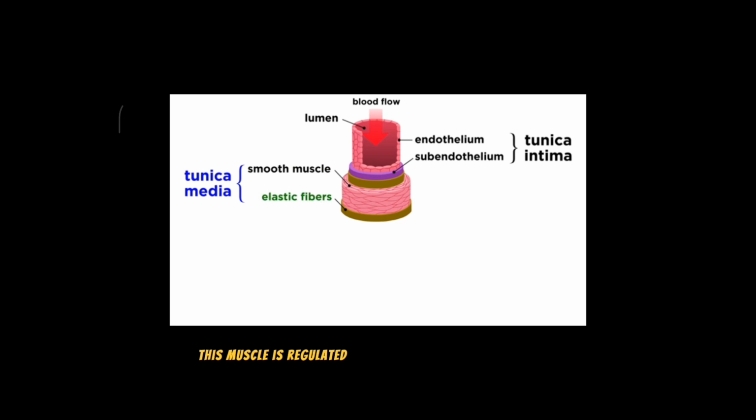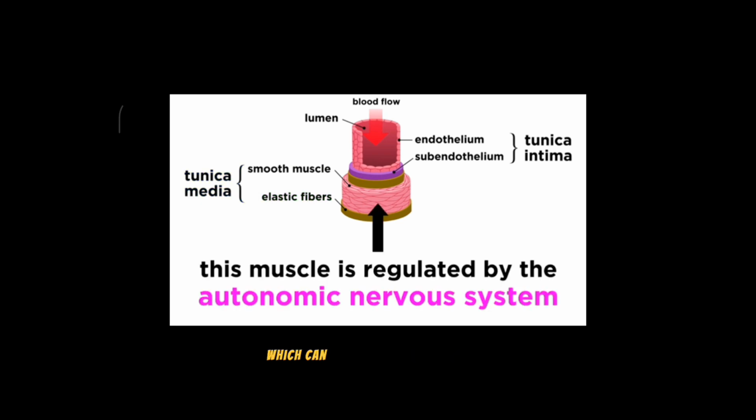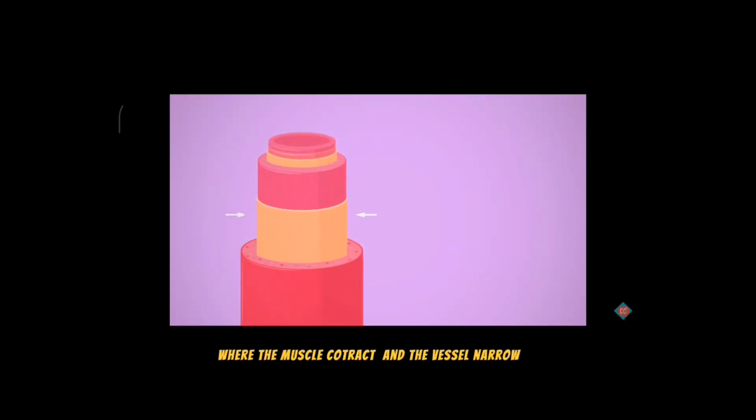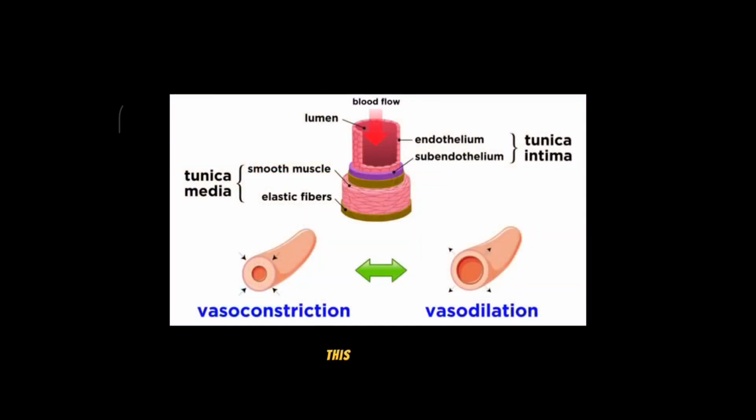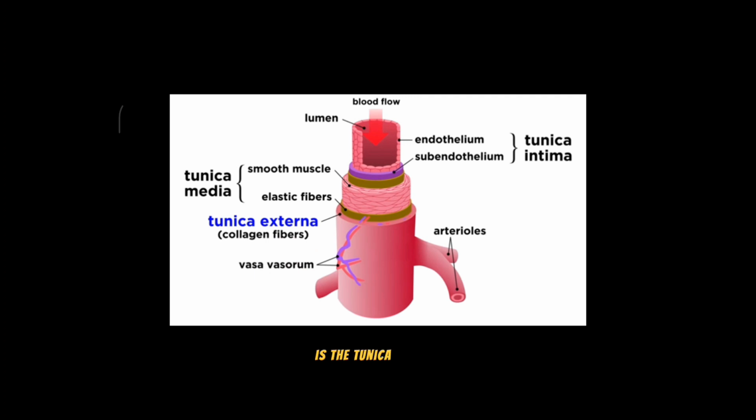This muscle is regulated by the autonomic nervous system, which can initiate vasoconstriction, where the muscle contracts and the vessel narrows, or vasodilation as the muscle relaxes. This is important for regulating blood pressure and proper circulation. Lastly, there is the tunica externa, made of collagen fibers for protection and structural reinforcement. Within this layer, in the large arteries and veins, there is a vasa vasorum, a system of much tinier vessels that supply the outer layer of the blood vessel with nutrients.